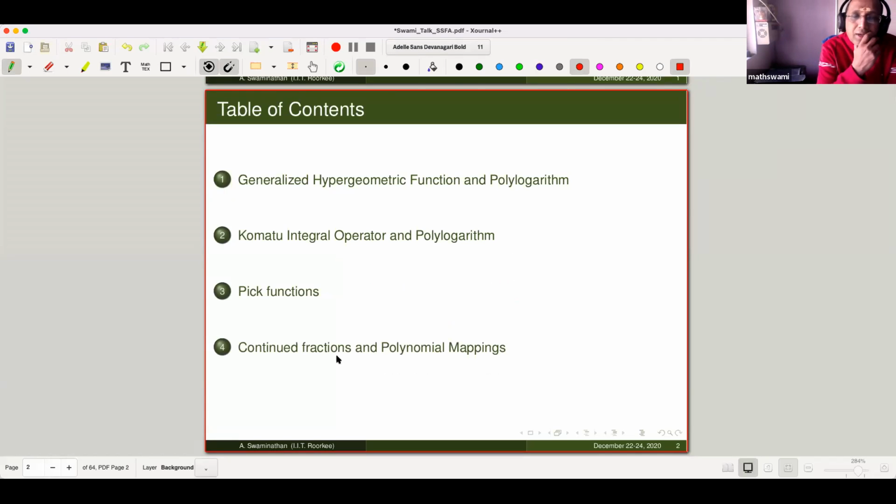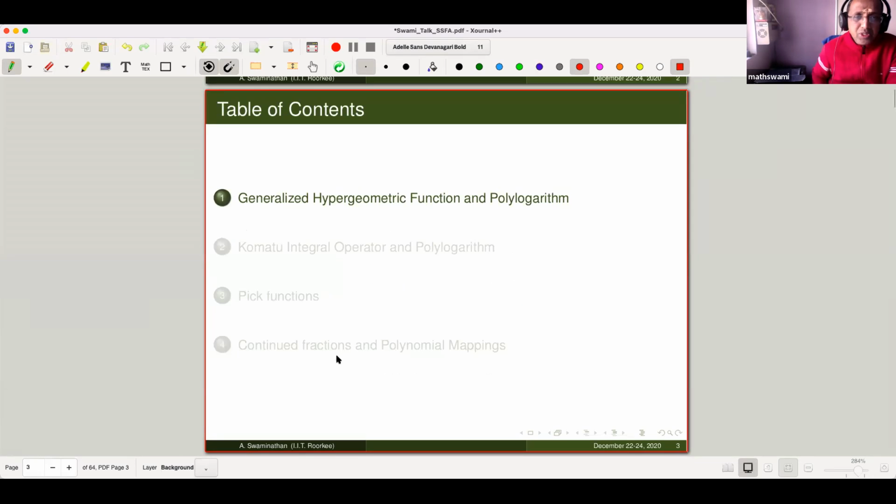So basically, the contents include some information between generalized hypergeometric functions and polylogarithm. There is something called the Komatu integral operator and the polylogarithm, and how it is related. And there is some small information about the peak functions and further information that I'm planning on polynomial mappings. These are my table of contents.